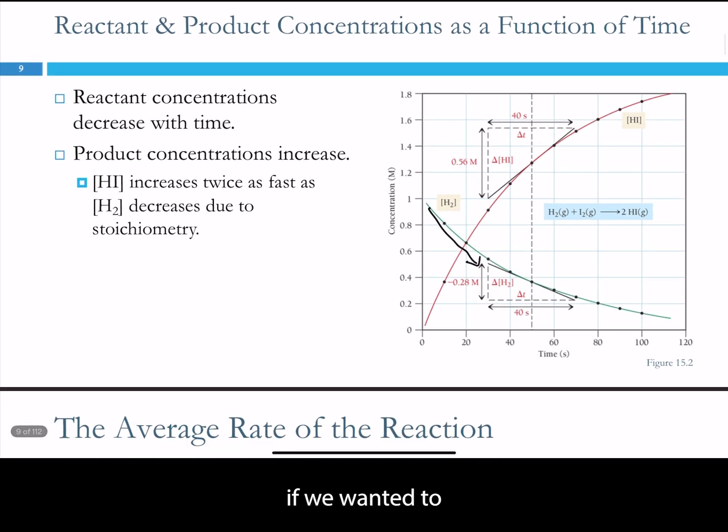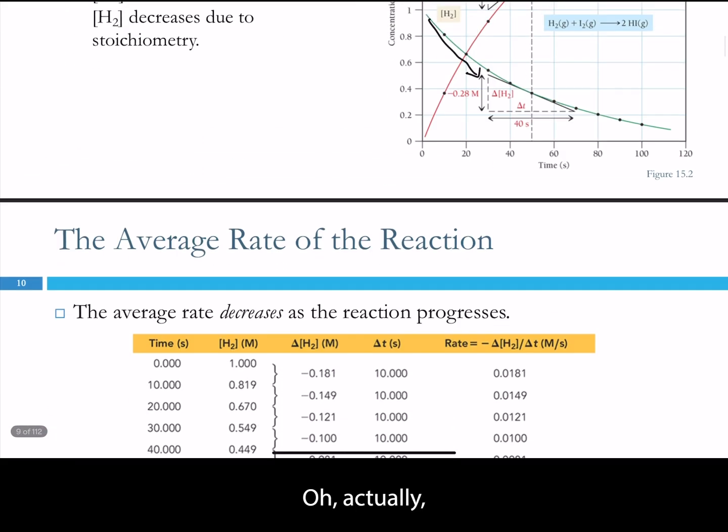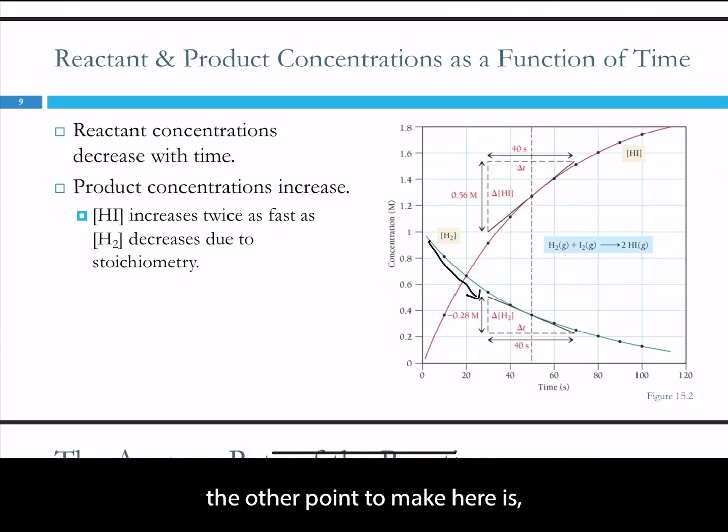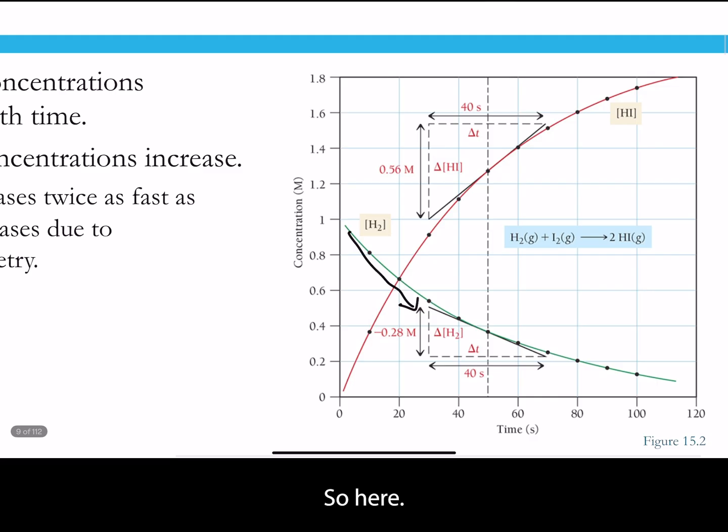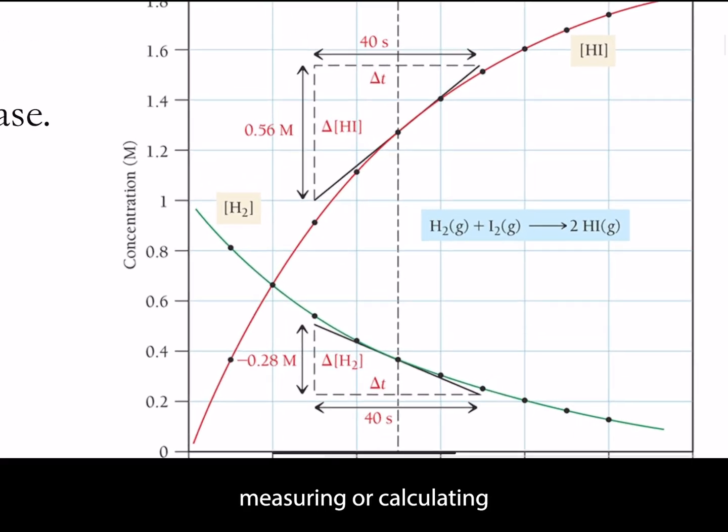And we could, if we wanted to, plot the iodine on there as well. Oh, actually, the other point to make here is there are a couple of different ways that we can measure reaction rates. So here, we're measuring or calculating using these. Let me use a different color. There's a straight line here, which is tangent to that point in time. And unless you had a defined equation for this curve, in which case you wouldn't really need to do this, you can't really find the tangent without graphing.